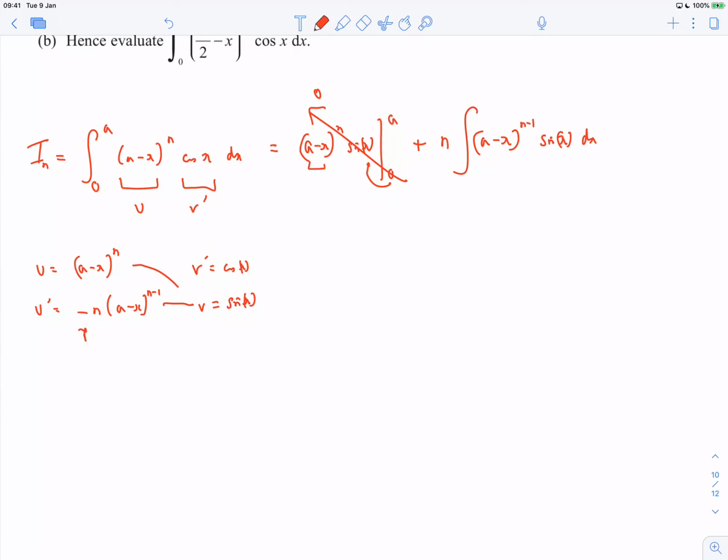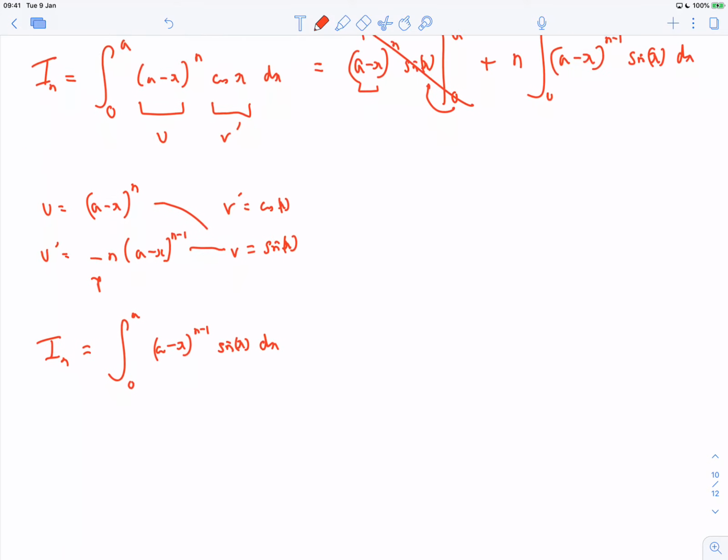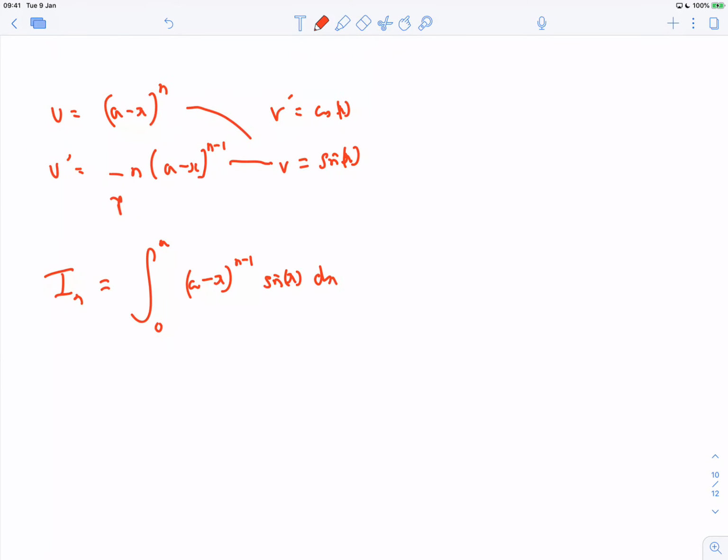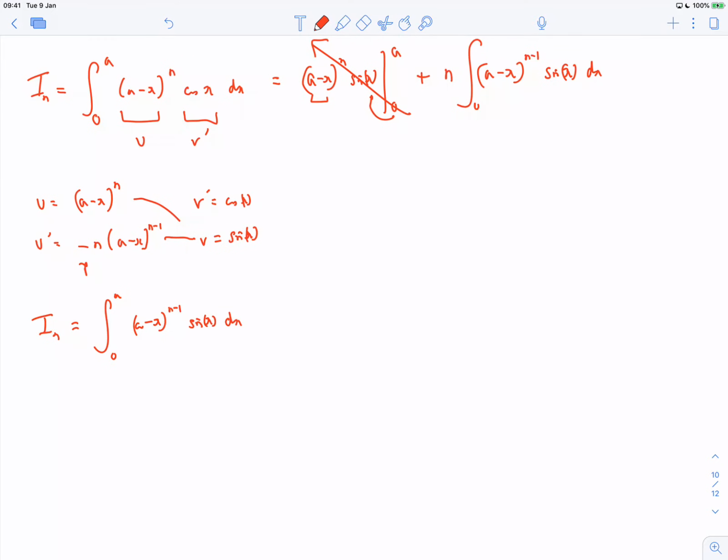So in actual fact, I've now got I of n equals just the integral between 0 and a, and I should have put that over there, of a minus x to the n minus 1 lots of sine of x dx. Okay, I think I'm going to have to do integration by parts again, choosing very similar things, i.e. let this be my v dashed and let this be my u. And I think this is going to give something useful.